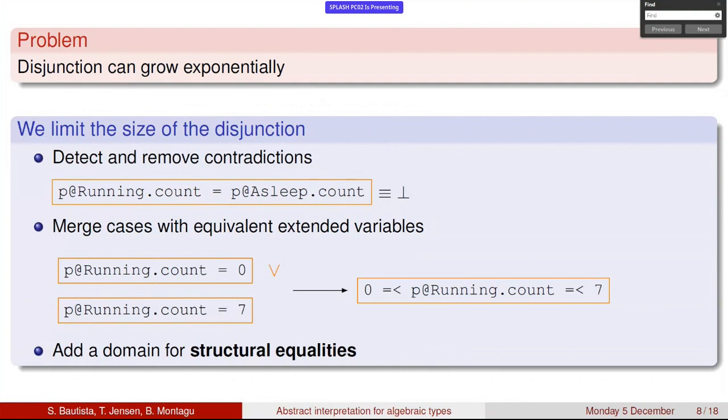One of the things that we do is we try to remove contradictions as soon as possible. And well, contradictions can come from multiple sources. They can come from numeric constraints that contradict each other, for example, but they can also come from extended variables that contradict each other in the same case, which would basically be unreachable branches in a pattern match, for example. We also merge two cases if they talk about the same extended variables. And we also use the domain for structural equalities to keep the disjunction small.